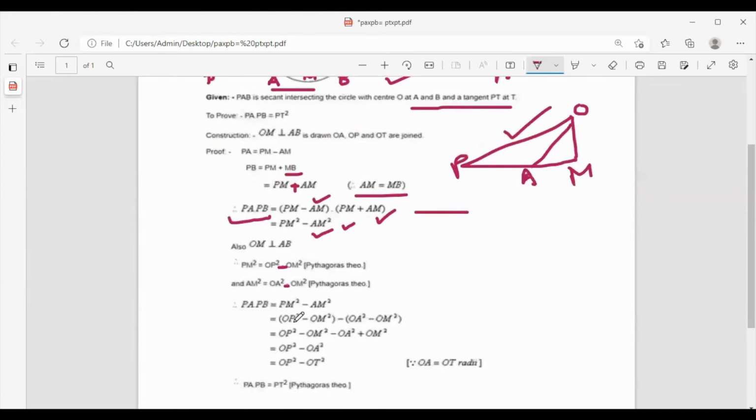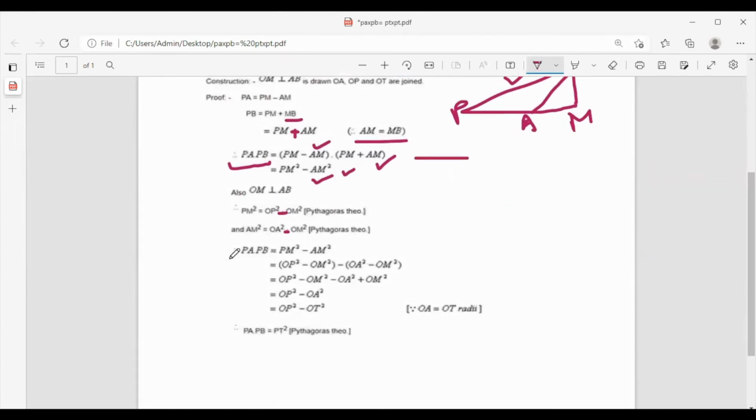We know PA into PB is equal to PM square minus AM square. So we keep the value of PM square, which we just found, then the minus sign, and then the value of AM square. Opening the bracket, it becomes OP square, minus OM square, minus OA square, and plus OM square, since minus minus becomes plus. Now OM and minus OM cancel, and we are left with OP square minus OA square.